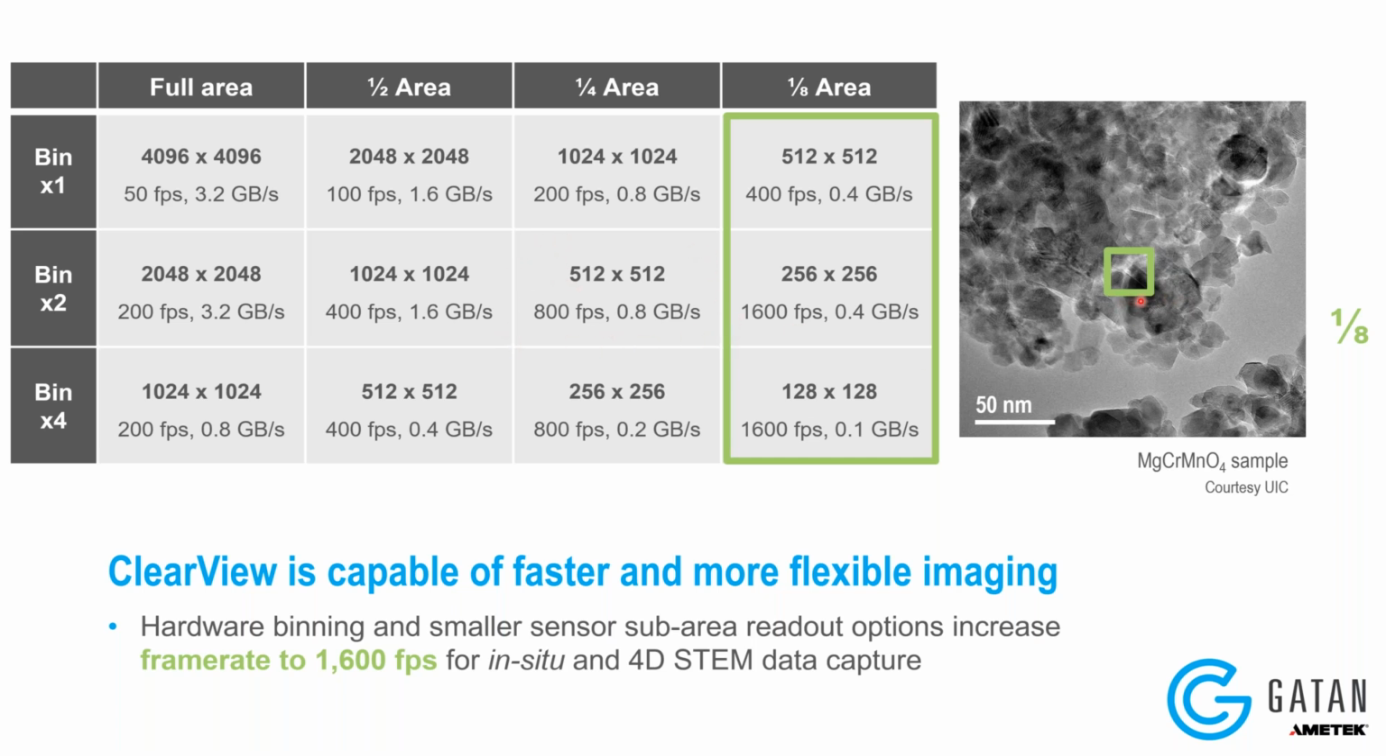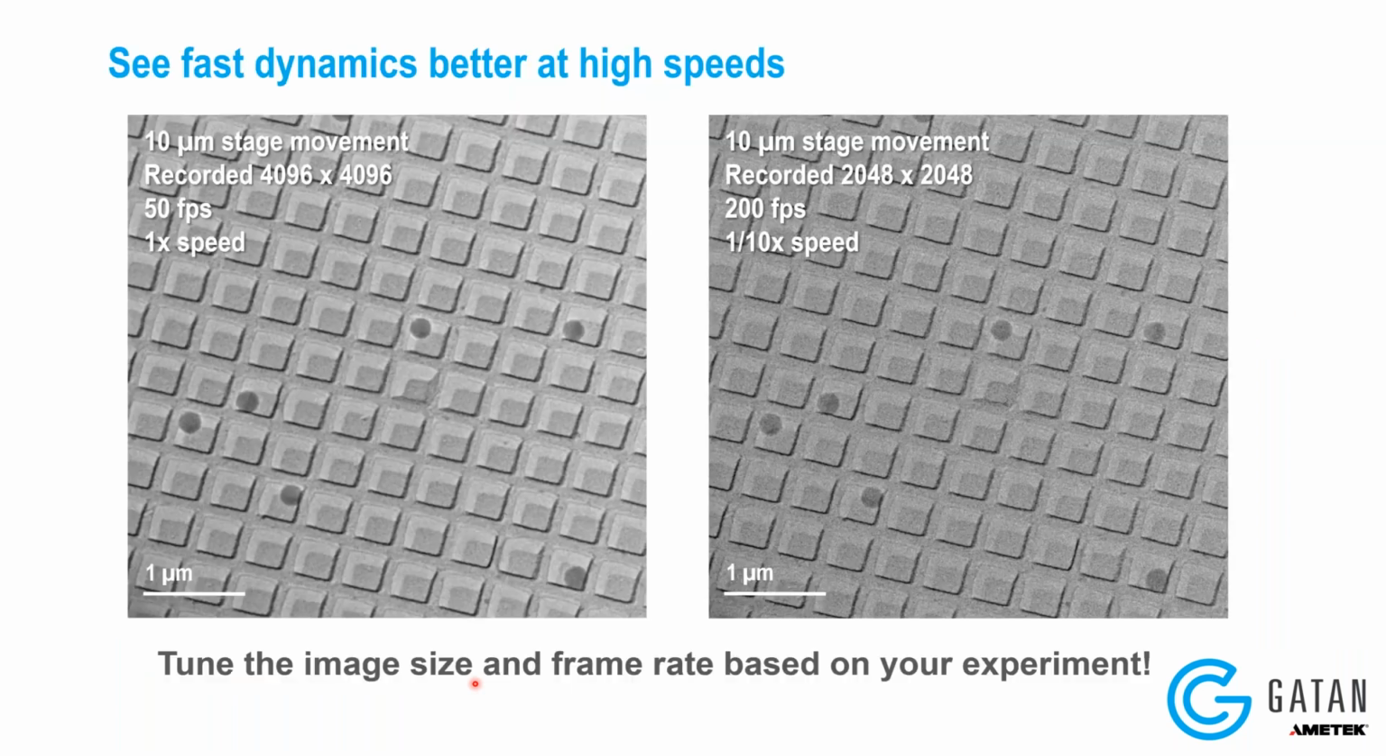But if you were primarily interested in 4D STEM, which many people nowadays are, the 1/8 ROI is still really great for 4D STEM because it's high speed and it's a smaller amount of data that you generate compared to the full area, which is very useful in terms of managing the data load from your 4D STEM experiments. The idea in general is to remember that 1600 frames per second makes the camera really useful, suitable and flexible for in-situ and 4D STEM data capture.